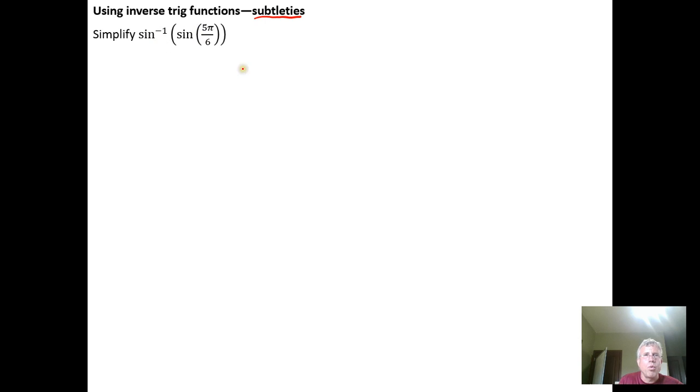So we want to remember right away that the output to the sine inverse function has to be an angle between negative pi over 2 and pi over 2. The sine inverse function gives us an angle between those two. So right away what we see is the subtlety is that these aren't just going to cancel and give us 5 pi over 6, which is an angle that does not live in this interval. So we have to be careful. We can't just cancel because we're applying an inverse function.